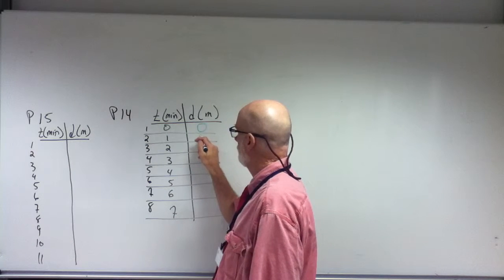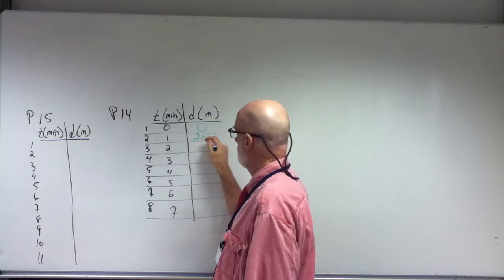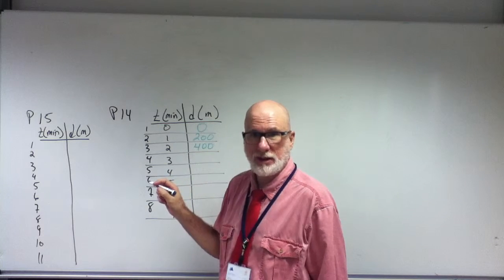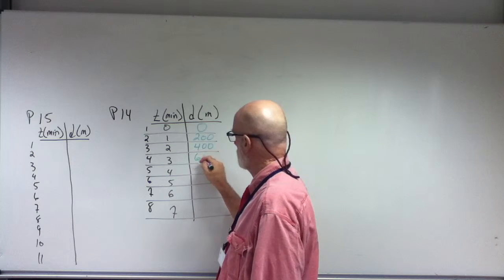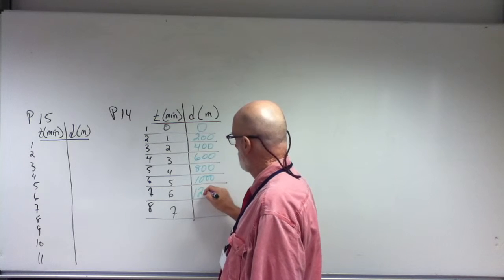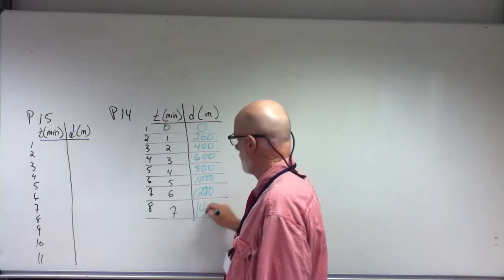0. What about 1? 200. Then what? 400. And it increases by 200 each one? Yes. Okay, so 600, 800, then 1,000, 1,200, and then 1,400, okay?